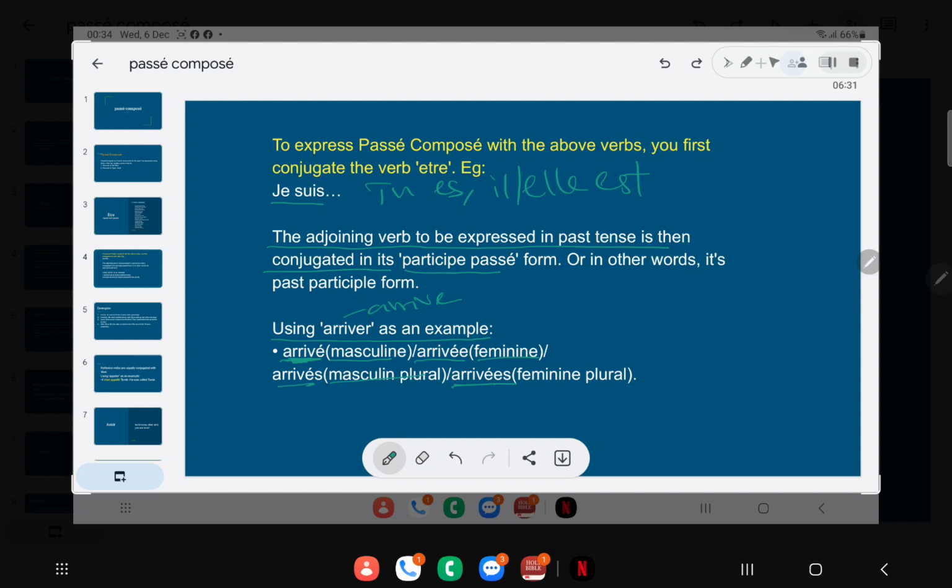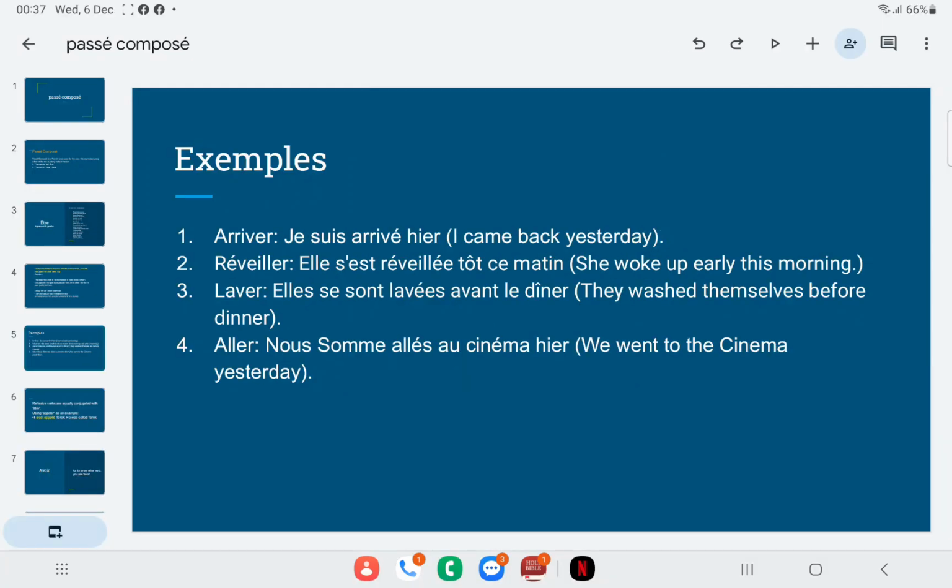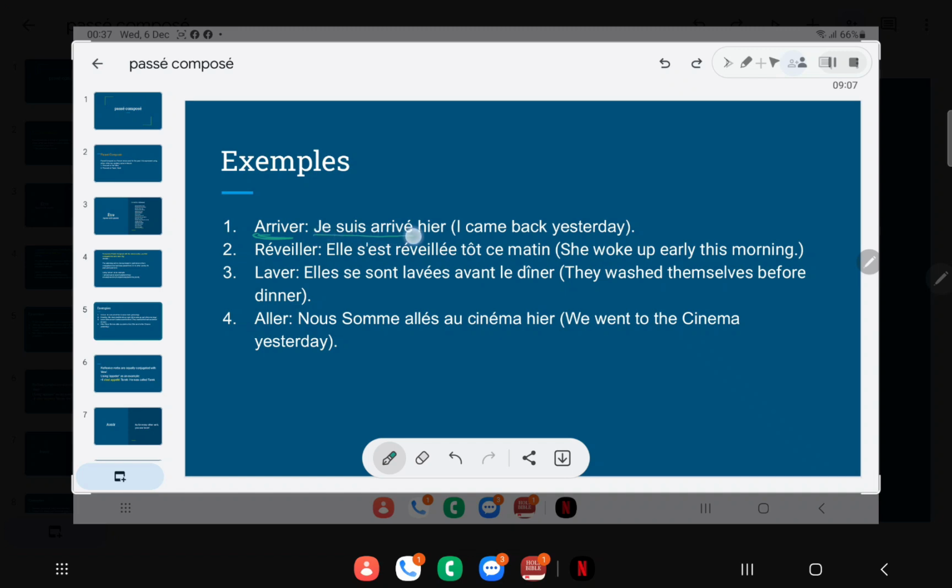Let us proceed. So here are some examples. So look at this. Je suis arrivé hier. I came back yesterday. So let's assume that I'm the one talking. I'm masculine. So I'll use the arrivé, the masculine singular form with just one E. See, we've conjugated être first. First of all, you conjugate être and then the participe passé form of arrivé, which is arrivé with the accent aigu. So example number 2, réveiller, that is to wake up.